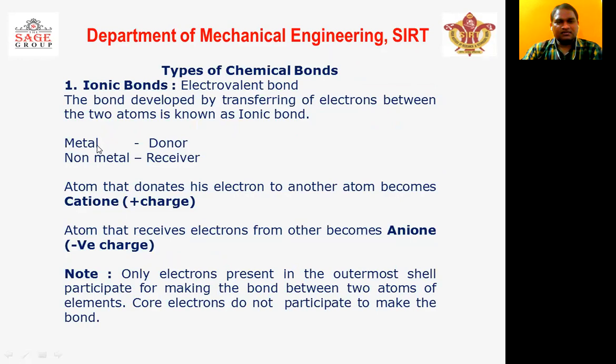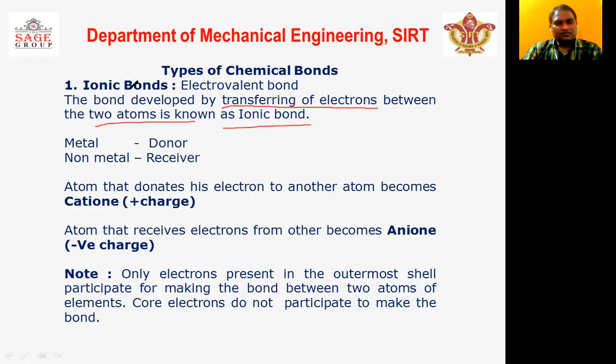So first, the chemical bond we are going to discuss is the ionic bond, which is also called the electrovalent bond. The bond is developed by transferring of electrons. Yes, this line is very important. Transferring of electrons between two atoms is known as an ionic bond.